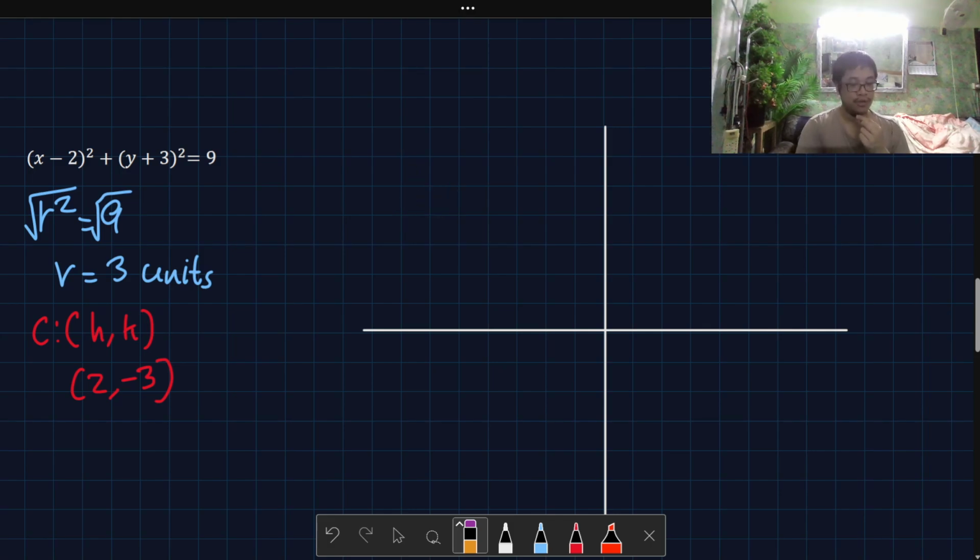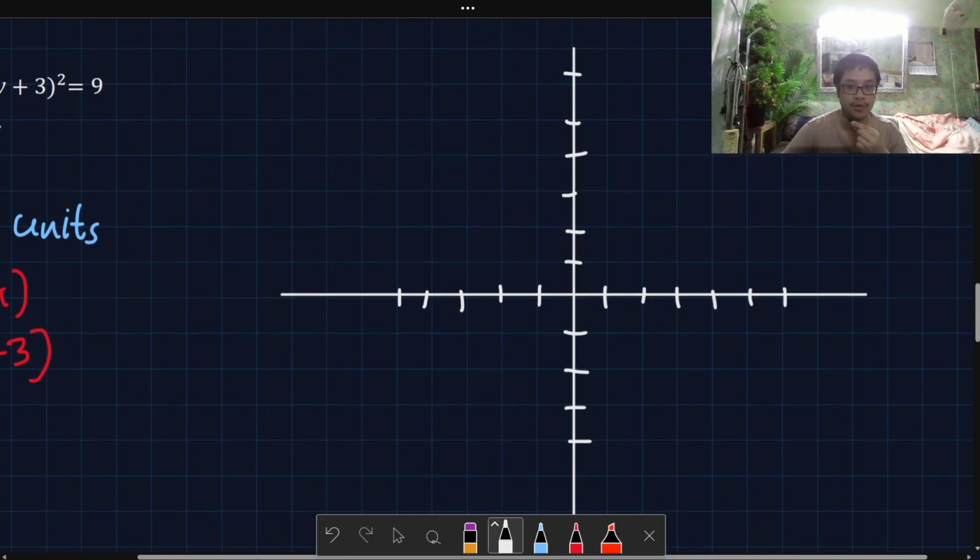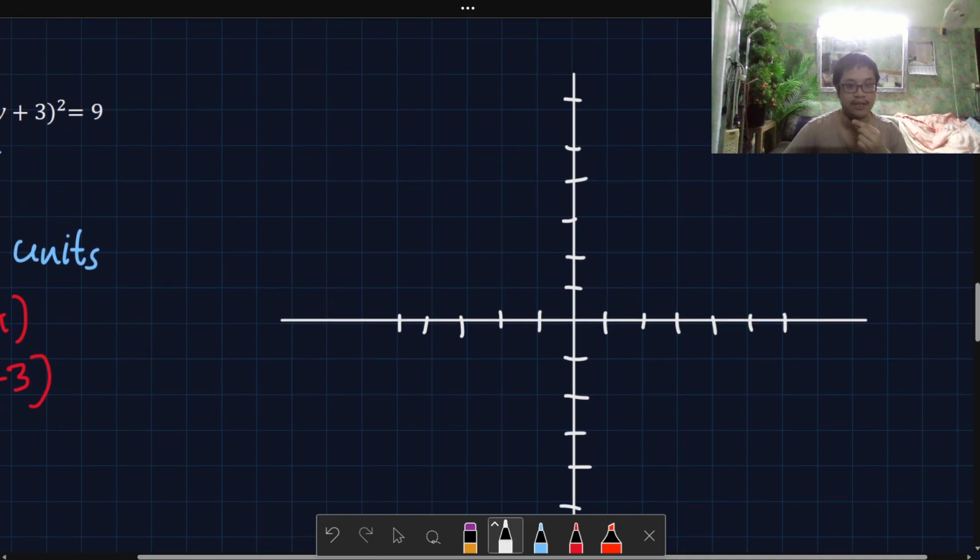All right, let's graph it out. Let's locate first the center. Let me give some integers here because there are no given integers. Just give me a second. 1, 2, 3, 4, 5, 6. 1, 2, 3, 4, 5, 6. 1, 2, 3, 4, 5. I'm going to stop right there. 1, 2, 3, 4, 5. I think I'm going to stop right there.